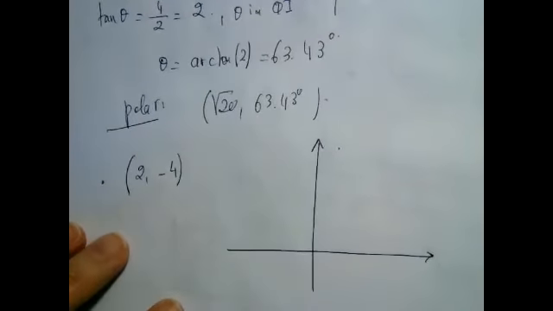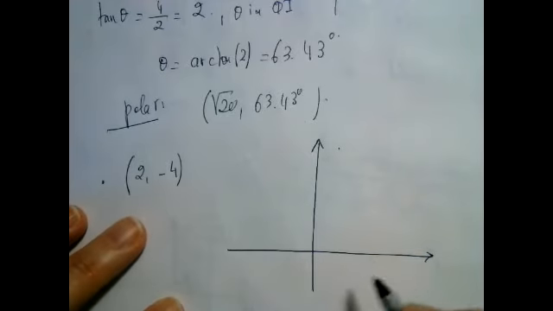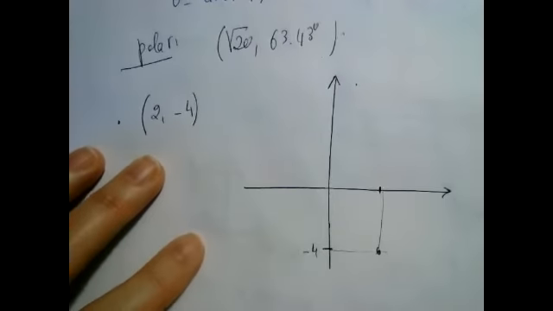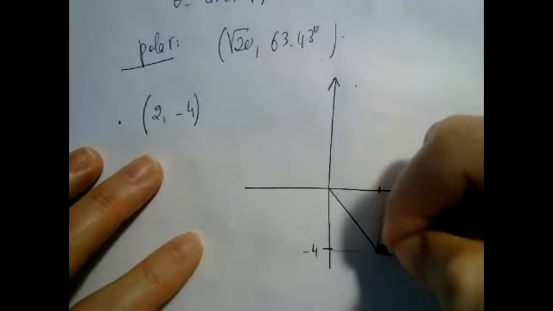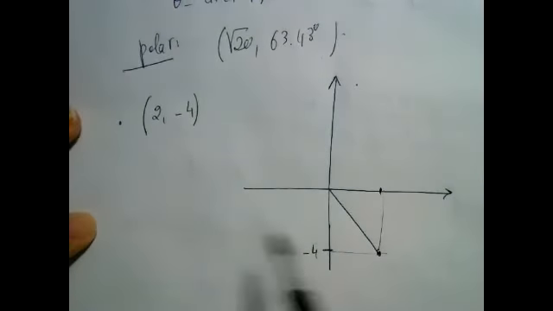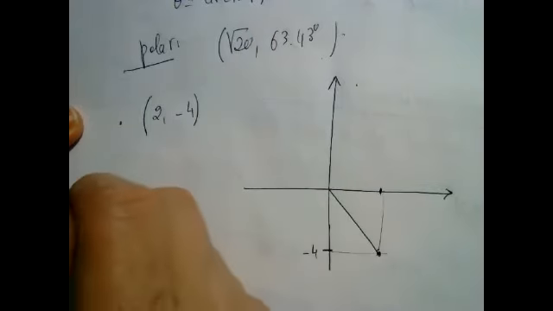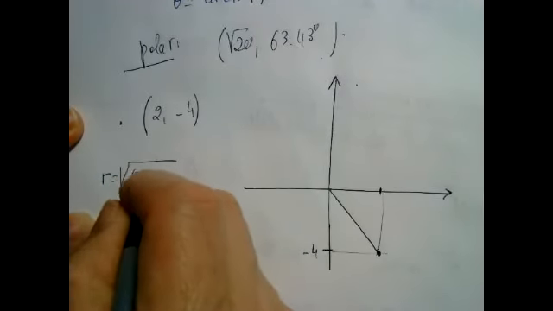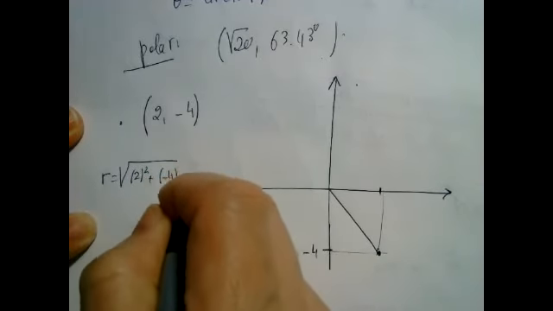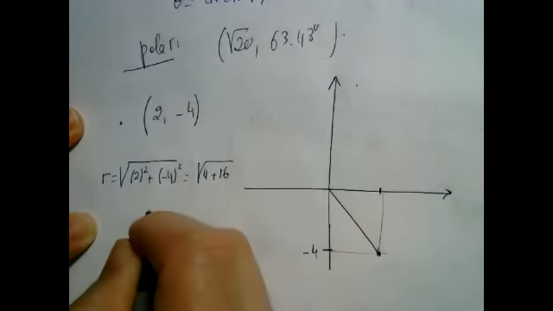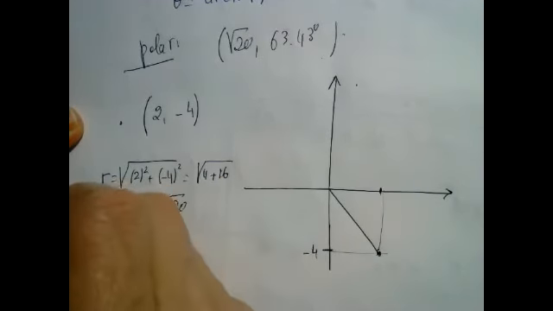All right, I'm going to sketch the point. Yeah, it's my mistake. 2 and minus 4. That's my point, right there. So now we have to find the r and the theta. The r is the same. The r is the square root of x squared plus y squared, which is the square root of 4 plus 16, the square root of 20.